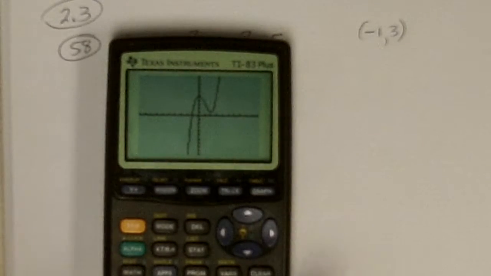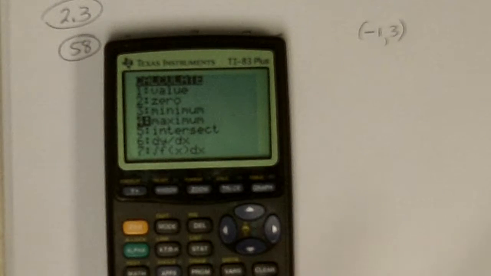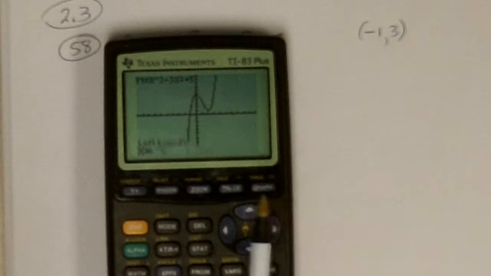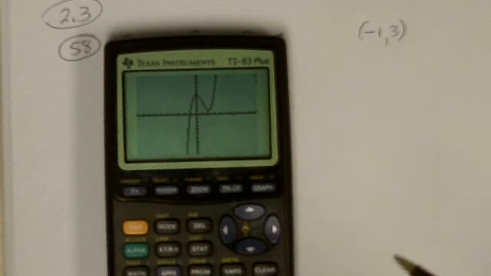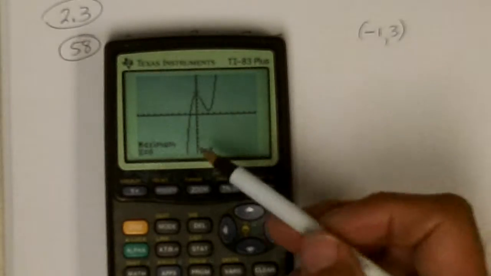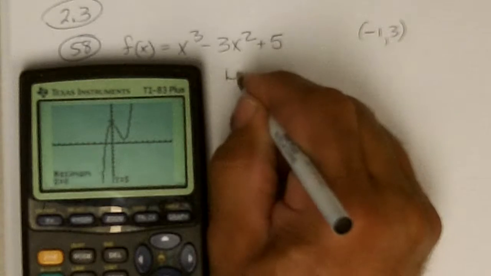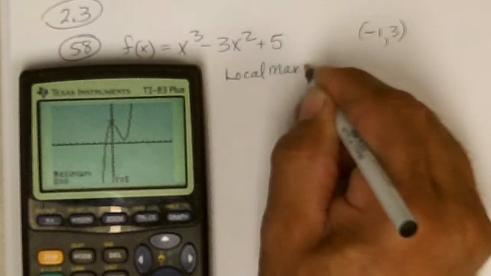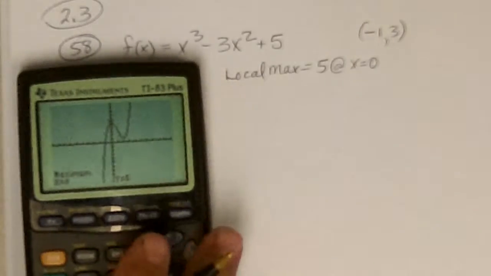To check for that, we go second, calculate, maximum, and we're looking somewhere between minus 1 and 1, between negative 1, enter, and 1, enter. We think it's about 0, so I press 0 for my guess, enter, and it says at 0 it's 5, and that's the local max of 5 at x equals 0.